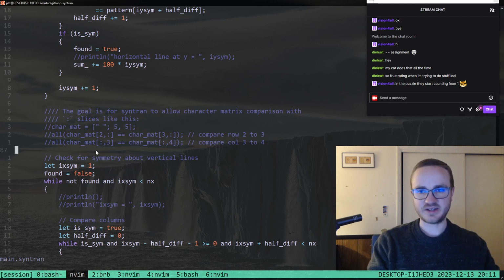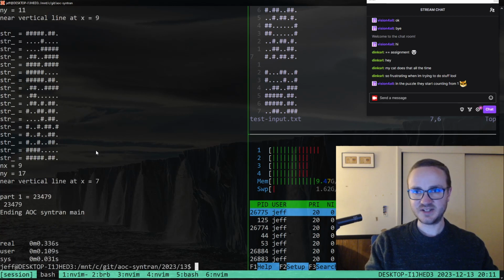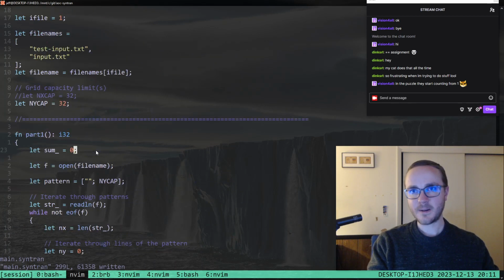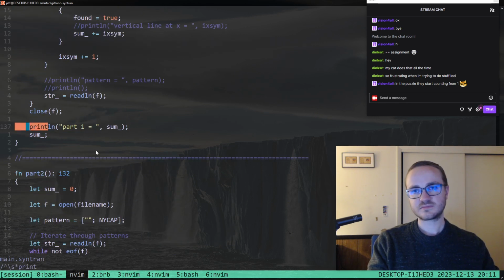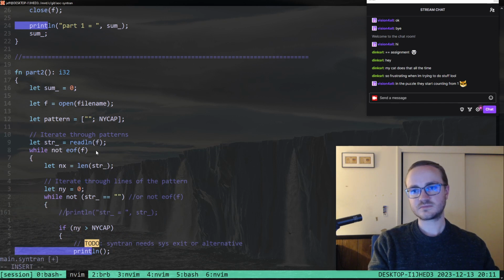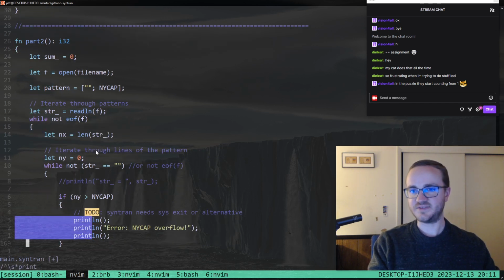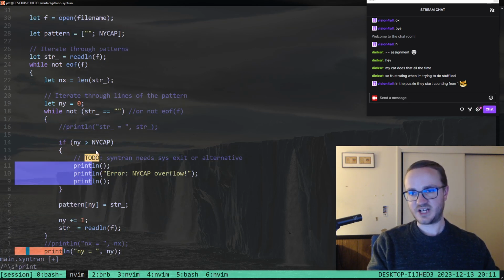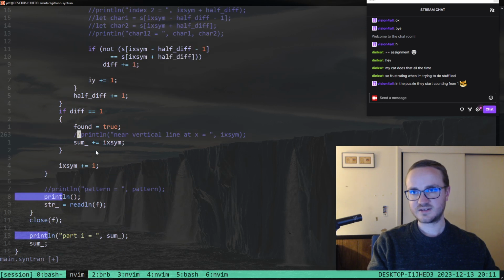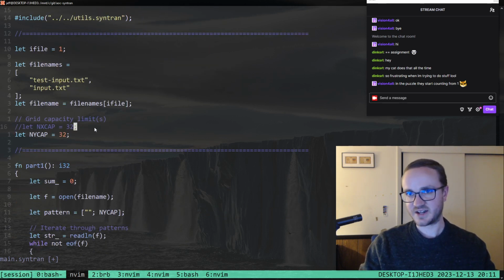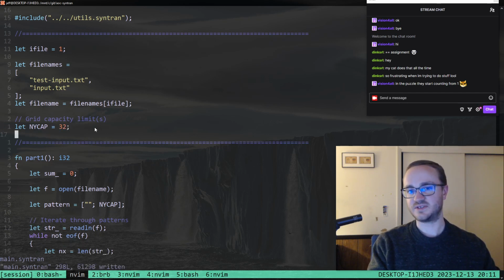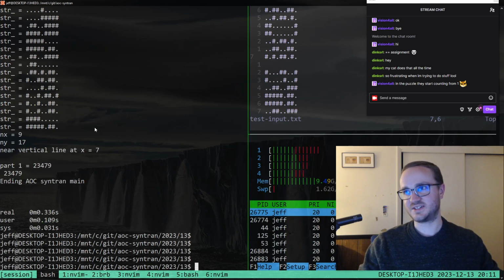Anyway, I think I've done enough talking. Let's just get this committed. Maybe I'll clean it up first. I want to leave these prints in here. These should never happen though. And if they do happen, what you have to do is, this is actually part 2, update the capacity here, if that overflows for any reason. But for my inputs, it's fine.